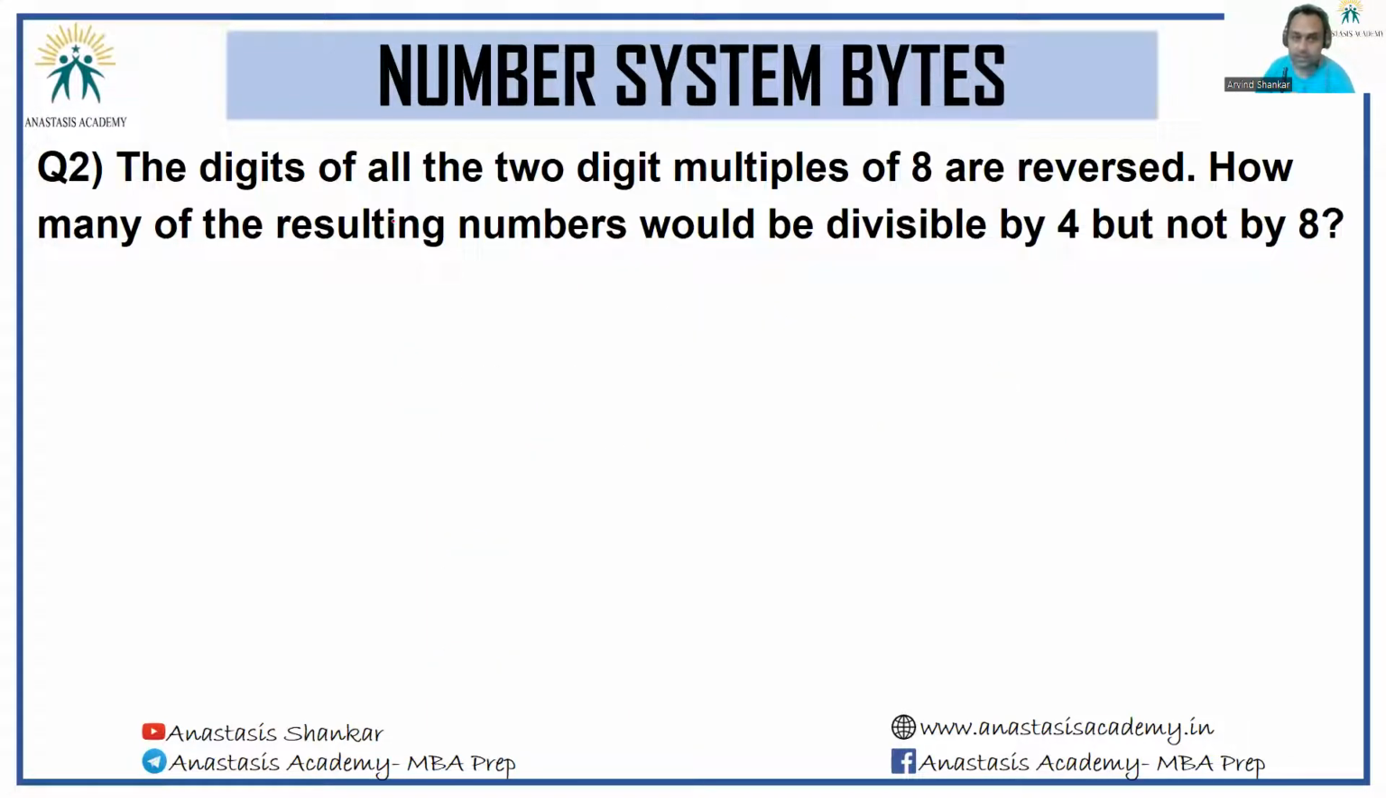Next case, the digits of all the 2-digit multiples of 8 are reversed. How many of the resulting numbers would be divisible by 4 but not by 8? The best thing to do here is simply list out all the 2-digit multiples of 8.